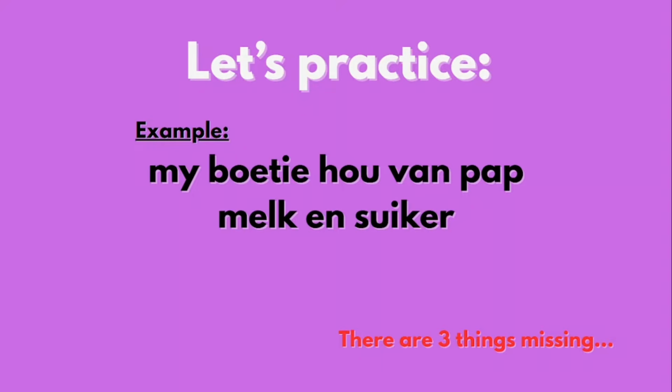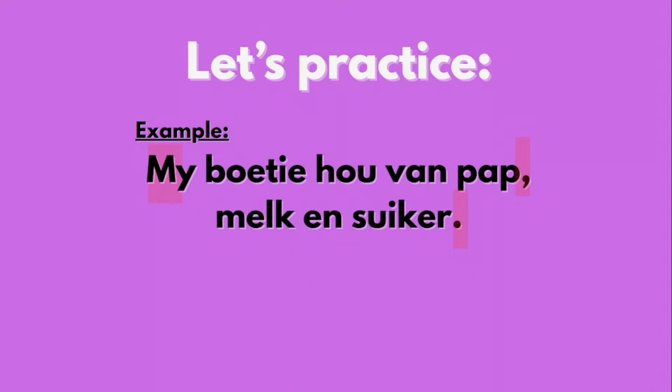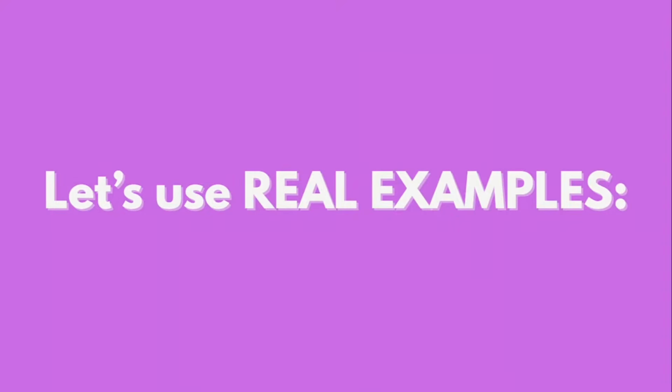Like I said, there are 3 things missing. You'll be able to pick them up immediately if you're a native speaker. Here are the places where the information is missing. This is what the sentence will look like after you've corrected it, and this will ensure that you get your 3 marks. Now let's use real examples.